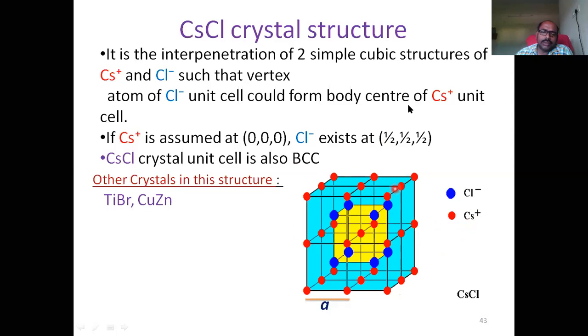If we see this, one cube is the unit cell, which is in BCC form, body centered cubic. The repetition of these forms the entire space. So we are seeing corner red points and body centered blue points. In other crystals it is also the same. Therefore, we can treat this small cube as the unit cell.